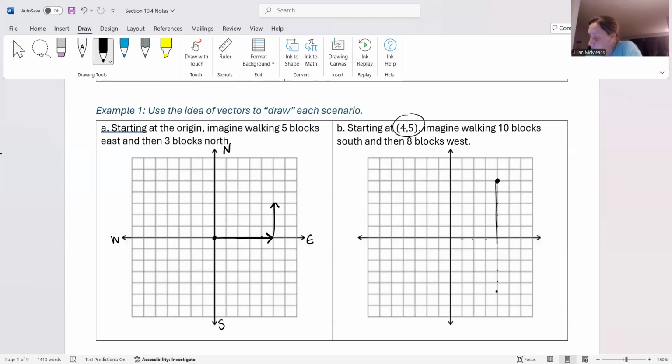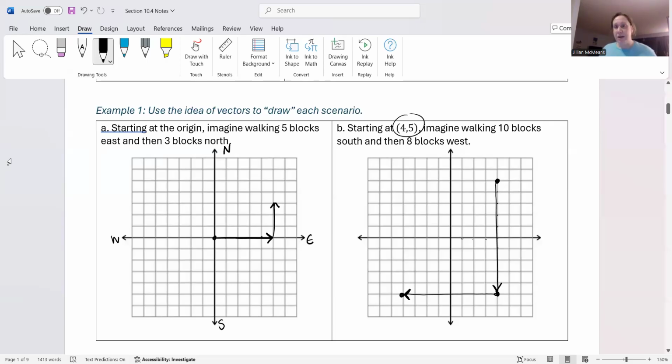So that's my initial point, and then my terminal point is right here. And then from there, I decide to walk 8 blocks west. So I could go 1, 2, 3, 4, 5, 6, 7, 8. So my initial point would be the terminal point of my first vector, and then my terminal point of my second vector would be right here.